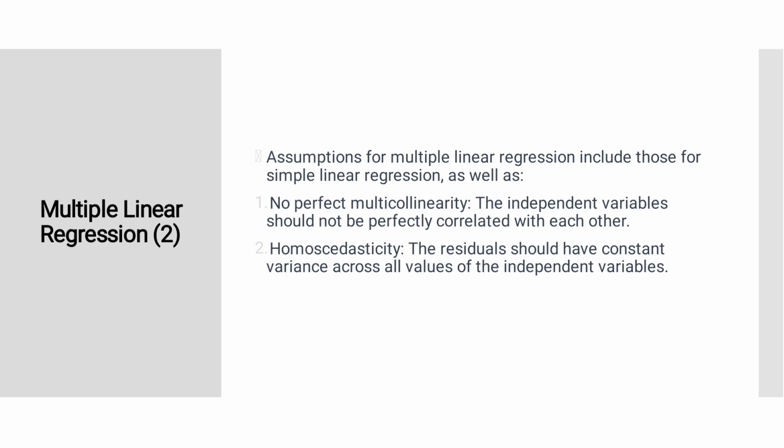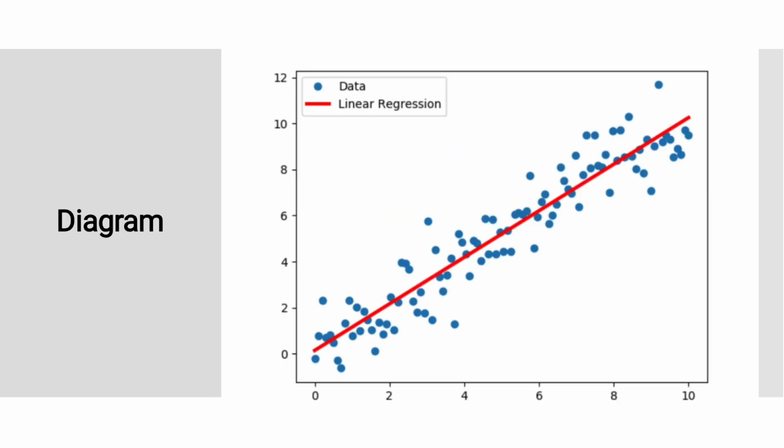Homoscedasticity: the residuals, meaning the errors, should have constant variance across all values of the independent variables. Otherwise, they may be correlated with the independent variable, or with each other, and that may lead to inaccurate prediction of the beta coefficients. Normality: the residuals should be normally distributed, very important.